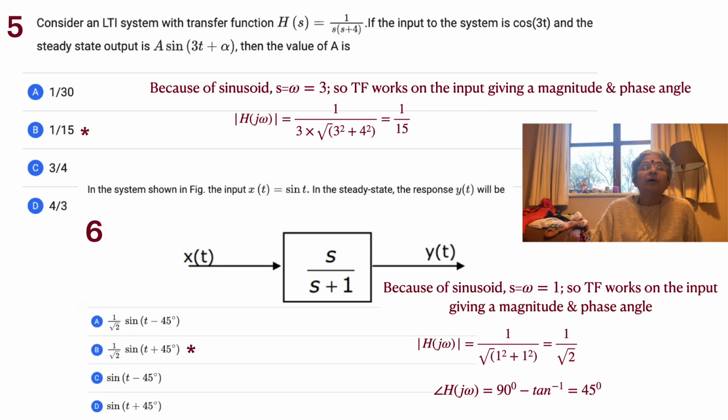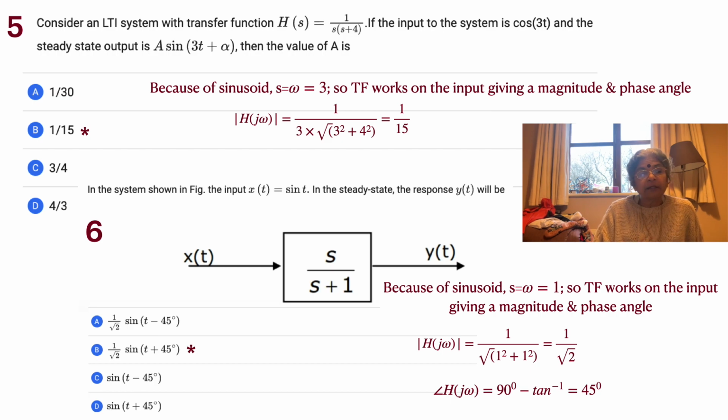So there are two consequences of the transfer function working on the input. So what's the impact? What happens is that s can now be replaced by j3. So we have 1 by j3 times (j3 plus 4). So there's a magnitude version, and what is that? 1 by j3 will give you a magnitude equal to 3, and j3 plus 4 will give you a magnitude equal to the square root of 4 square plus 3 square, that's 5. So 1 by 15. So A becomes 1 by 15.